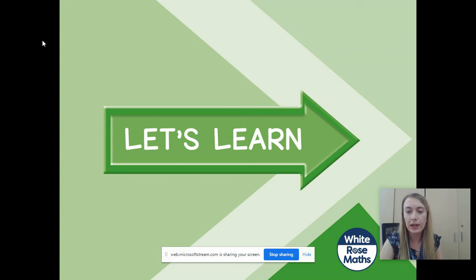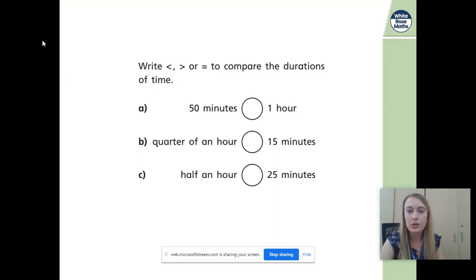So let's see what we're learning about today. Our first activity, we're going to use Charlie Crocodile. Remember, he likes to eat the bigger number. So we're going to compare the durations of time. We need to either write less than, greater than, or equal to in the boxes here.